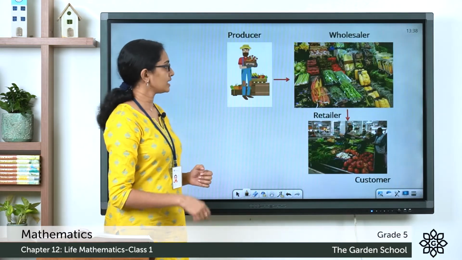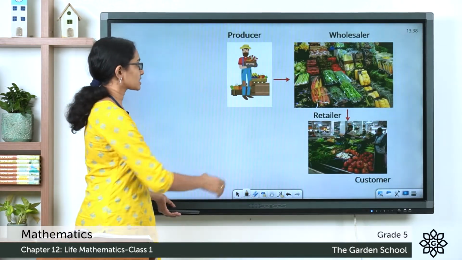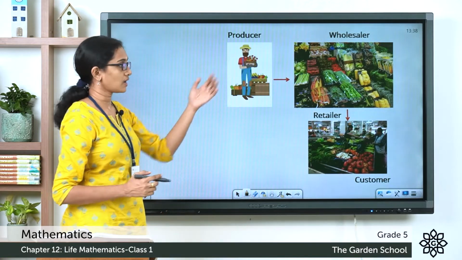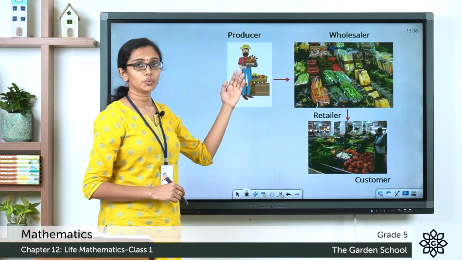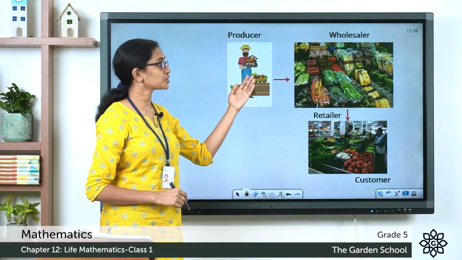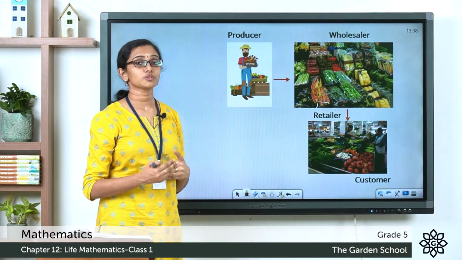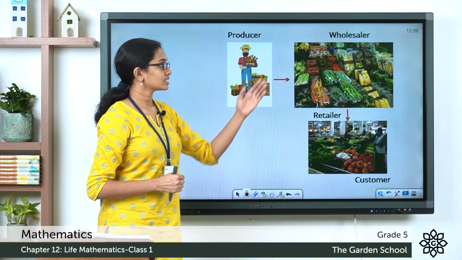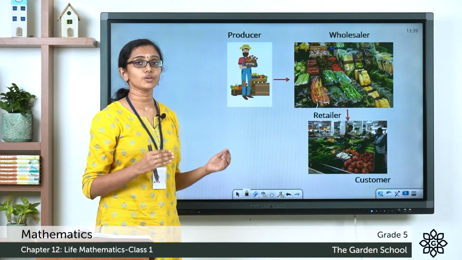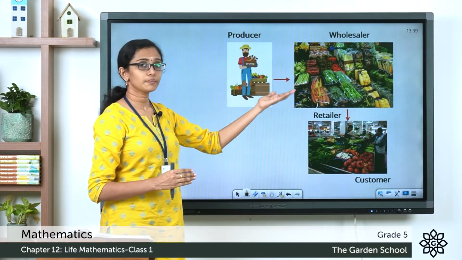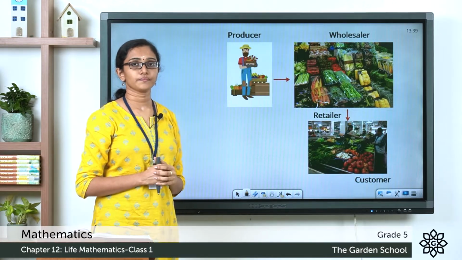Let's make it more clear. You see this picture here. This is a producer, for example, a farmer. This farmer will sell his produce or his vegetables to a wholesaler who will warehouse it. Warehouse means store it. The wholesaler will warehouse or store the things he purchased from the producer.